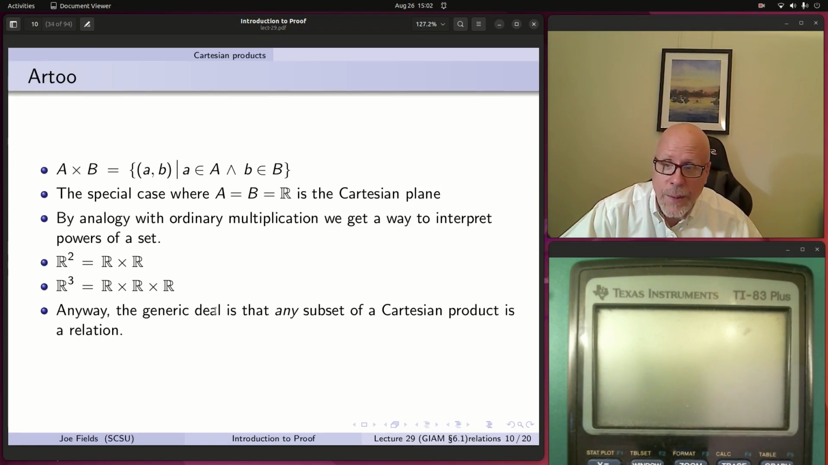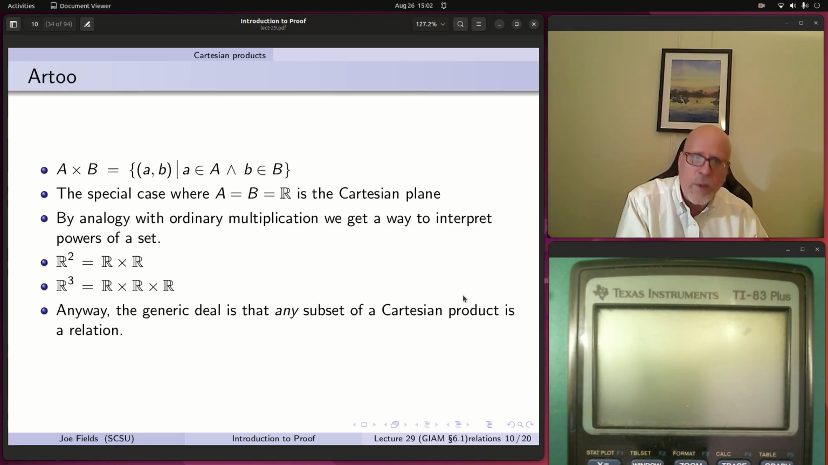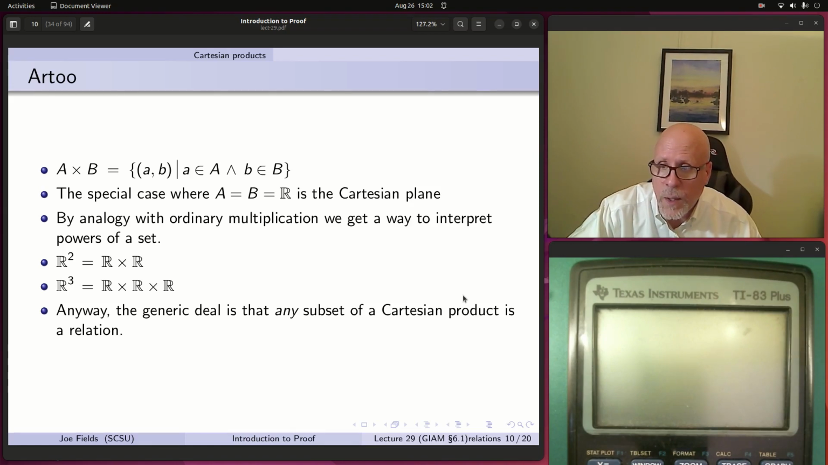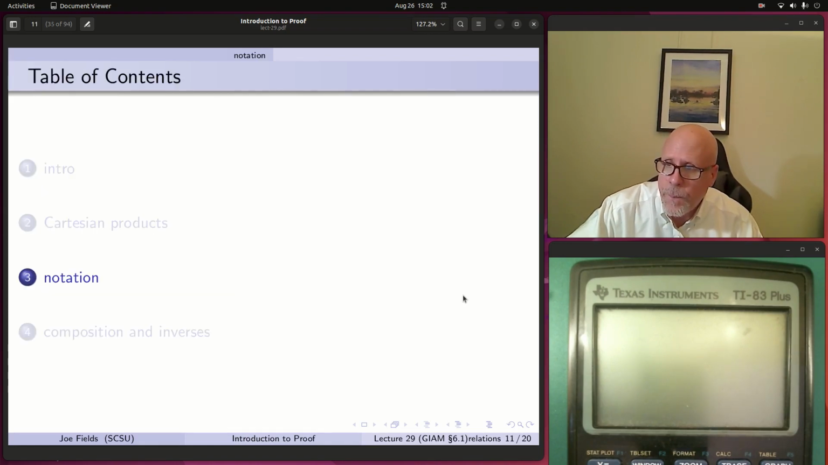Anyway, the generic deal: any subset of a Cartesian product, that's what a relation is. Not any particular, I've got to say this more accurately. If you give me a subset of a Cartesian product, you've actually given me a relation, and vice versa. If I have a relation in mind, I can tell you what subset of a Cartesian product that relation is. Okay, notation.